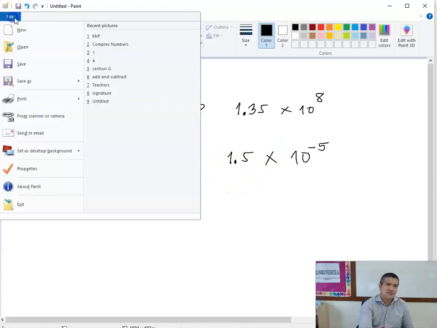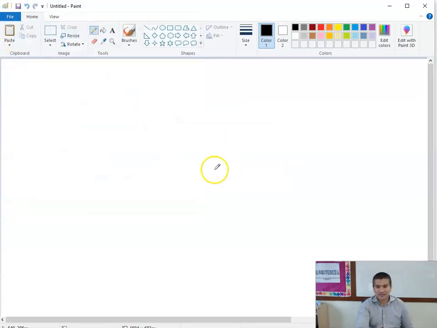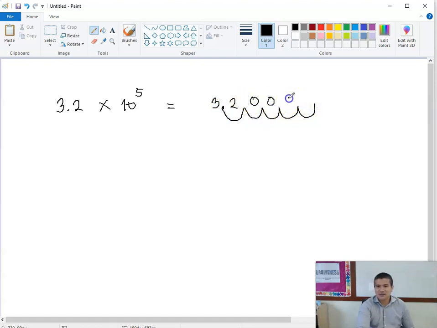But let's try, what if we convert scientific notation to real numbers? For example, let's say 3.2 times 10 to the power of 5. Therefore, you have 3.2. How many decimal places? You will have to move 5. So you get 1, 2, 3, 4, and 5. So you will put zeros here. Therefore, 3.2 times 10 to the power of 5 is equal to 320,000.